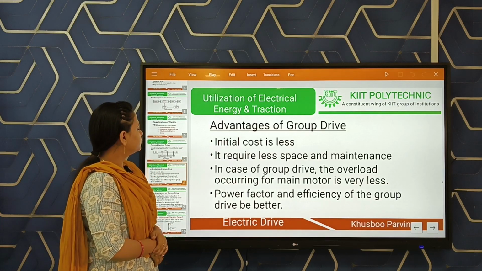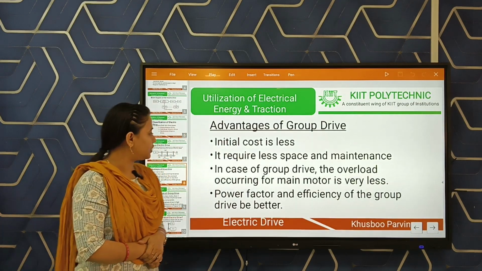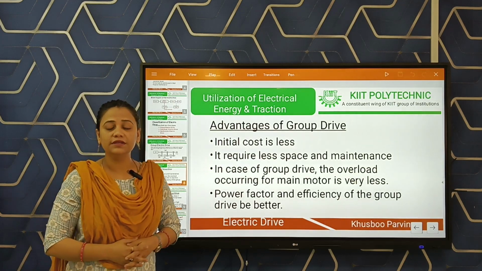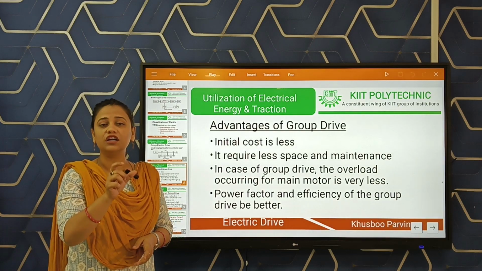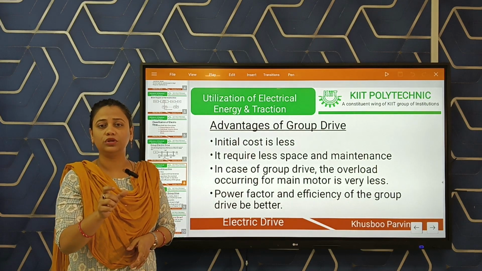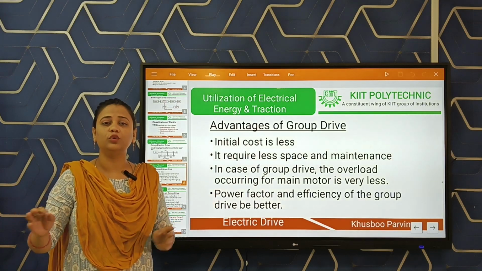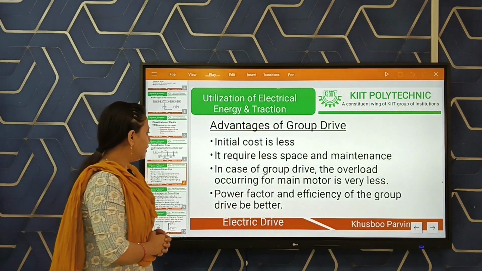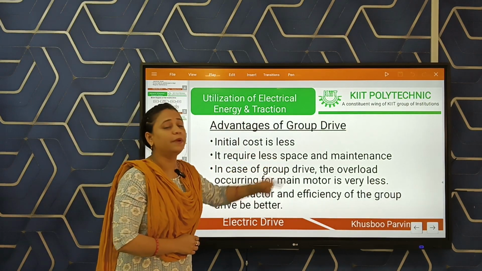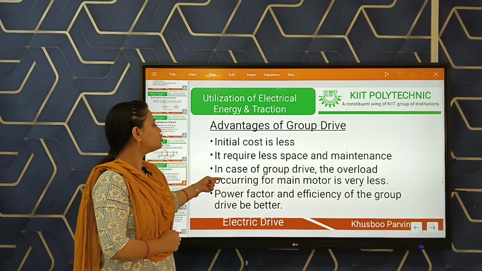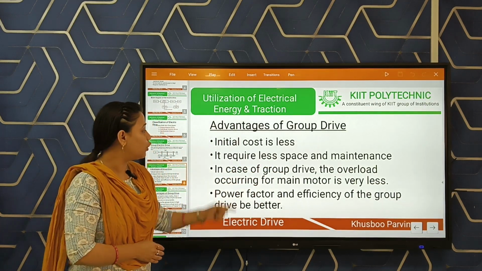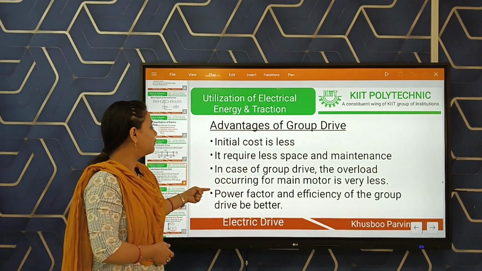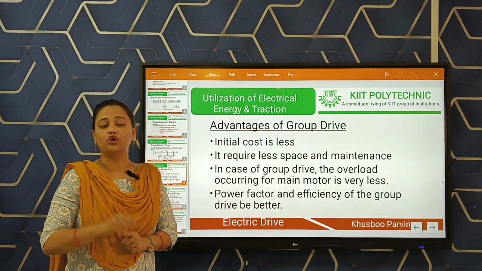Now, the advantages of group electric drive. Initial cost is less. Why is the initial cost less? Because only one single large motor is required to drive the number of machines connected to its common shaft. Because of that reason, its initial cost is less. It requires less space and maintenance. Next, in case of group drive, overload occurring for the main motor is very less. And the power factor and efficiency of the group drive are also good.